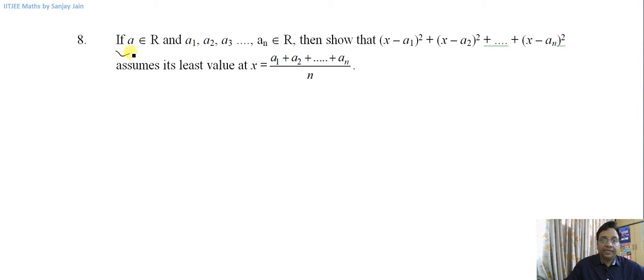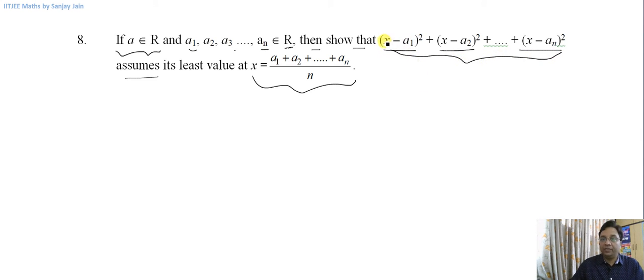Okay, if a belongs to real numbers and a1, a2 up to an all belong to real numbers, then show that (x minus a1) squared plus (x minus a2) squared up to (x minus an) squared assumes its least value at this value of x. Okay, so basically this is a quadratic polynomial, right?